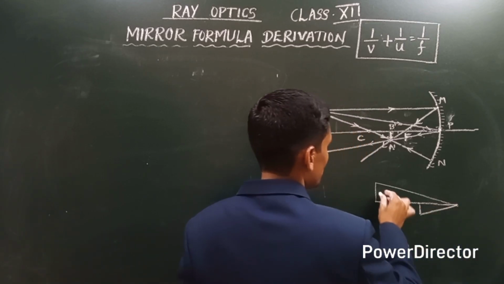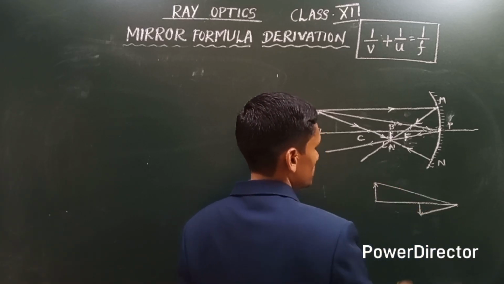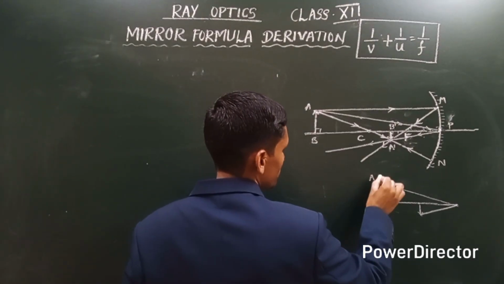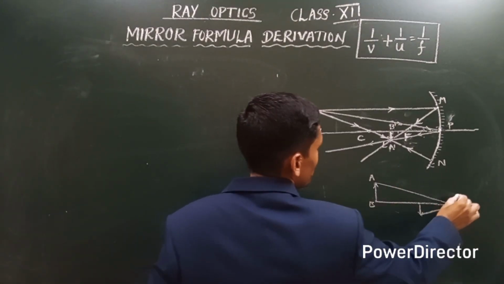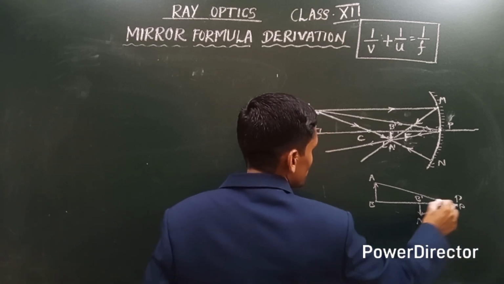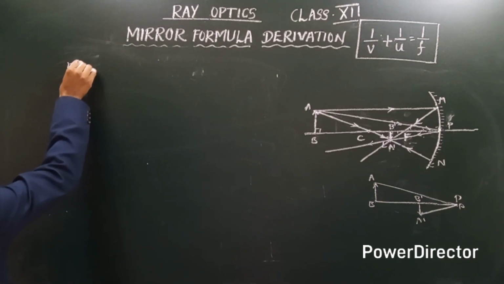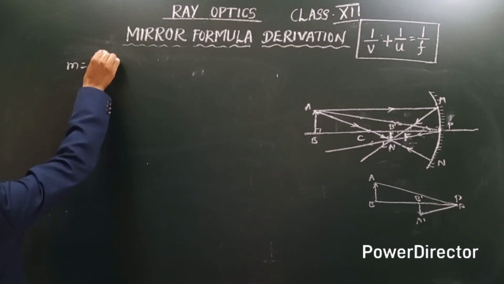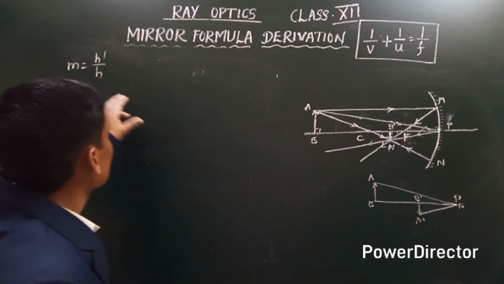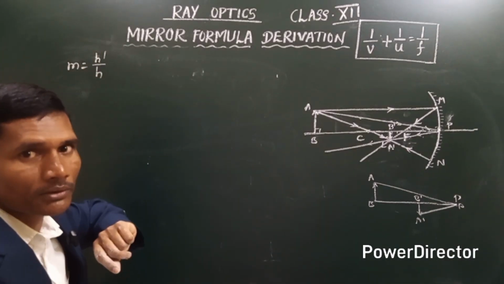The reason is, here we want the height of the image and the height of the object, we want these sides, right? These sides' height, length. So that is why we take these triangles ABP and A dash B dash P. You have to consider this. So magnification is expressed as h dash by h. H dash by h means the relative height of the image to the object. That is how we are expressing it, right?